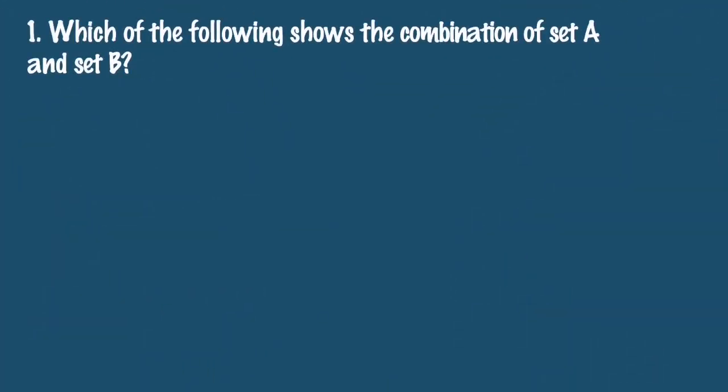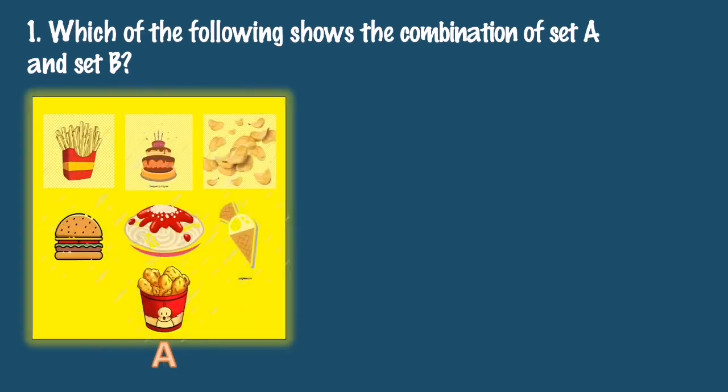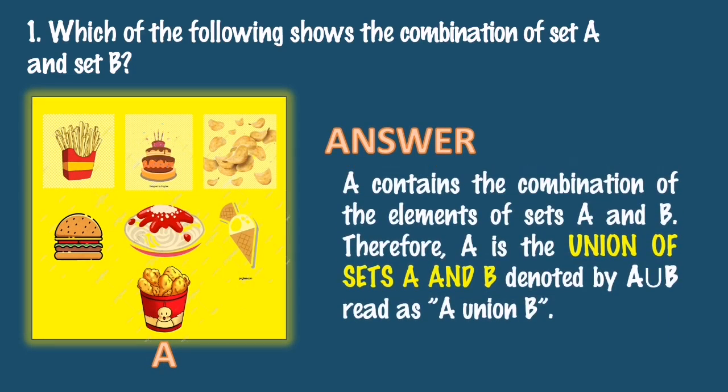Okay, time is up. So what do you think is the answer? That's right. The answer in item number 1 is box A. A contains the combination of the elements of set A and B. Therefore, A is the union of sets A and B, denoted by this symbol, read as A union B.